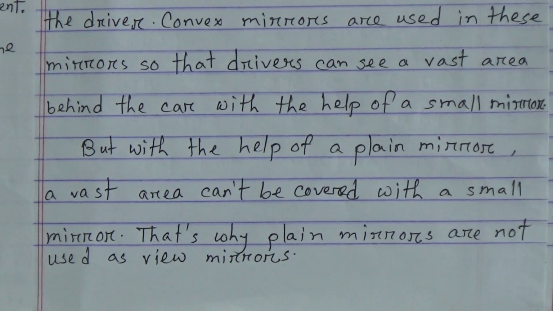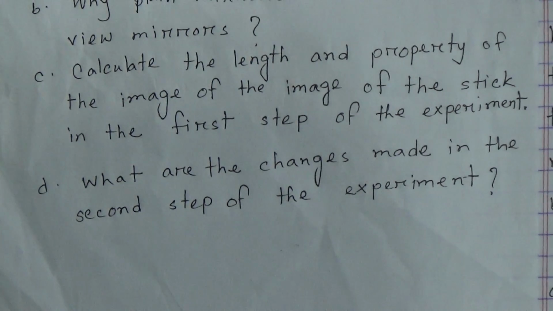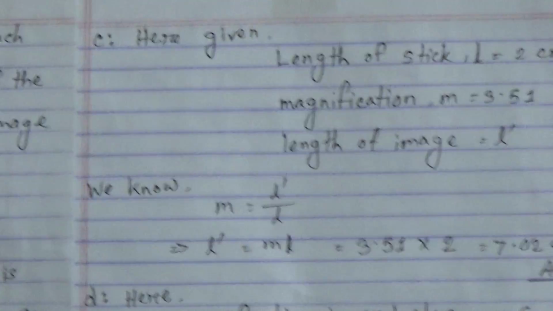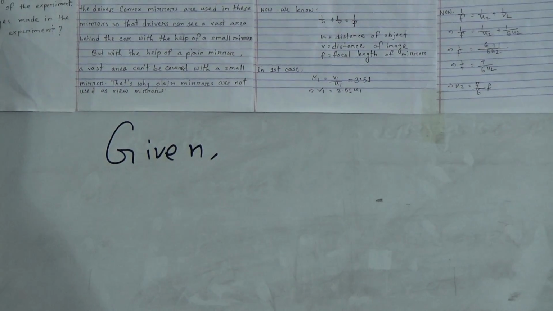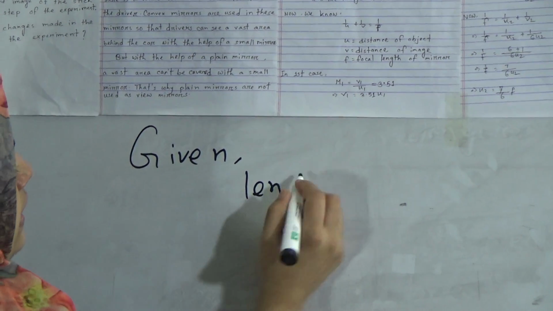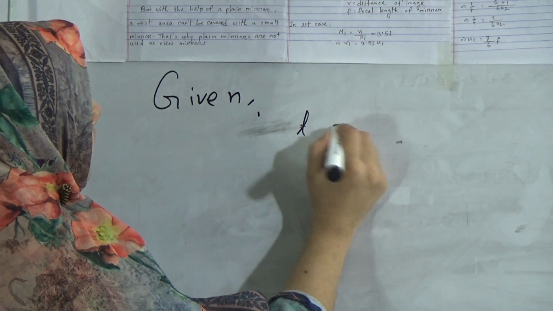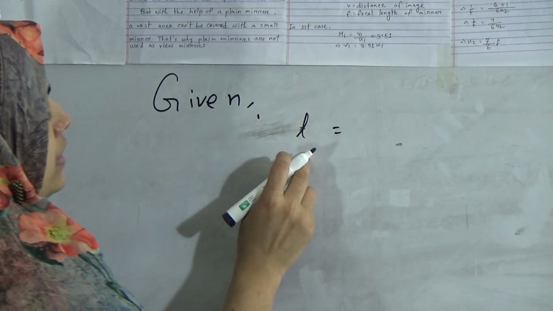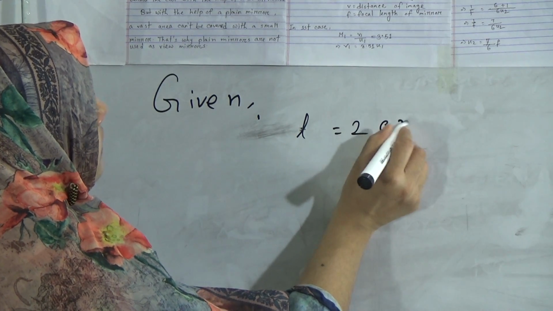Now question number C, calculate the length and property of the image of the stick in the first step of the experiment. Now we have to do this. From the stem we have to write at first what is given. Here given the length of stick is 2 cm, that is small L. My dear students, you have to write the full term, but I write shortly. Length of stick L equals 2 cm.